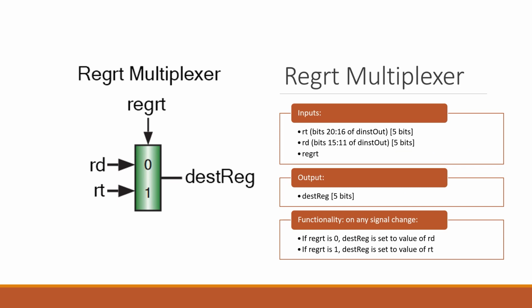Our next module will be our regRT multiplexer. The inputs of this will be RT, RD, and regRT, with RT and RD being 5 bits wide and the regRT being 1 bit wide. The output of this module will be your dest_reg, which is 5 bits wide. The functionality is that of a multiplexer. On any signal change, if regRT is 0, then the destination register is set to the value of RD. If regRT is 1, then the destination register is set to the value of RT.